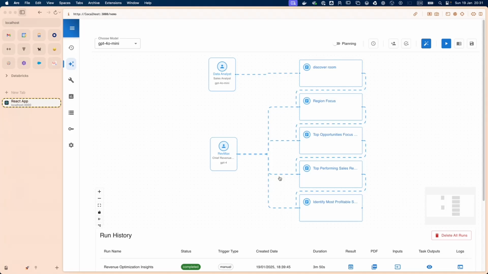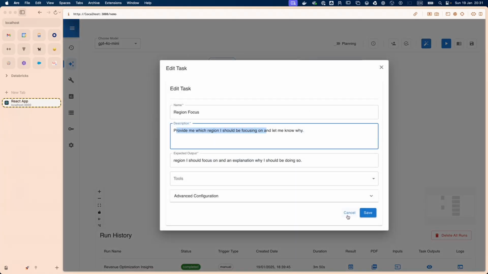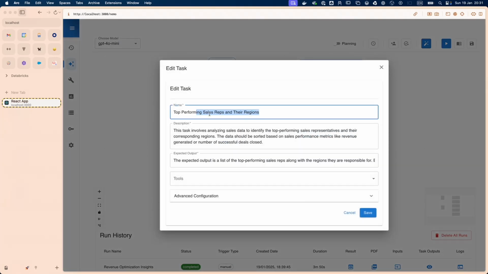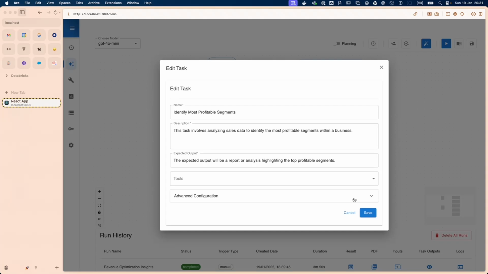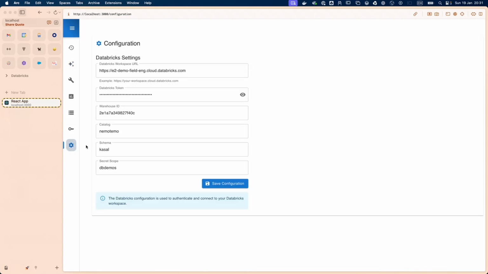So here you could see that you have 4 tasks assigned to the chief revenue officer, where the chief revenue officer is focusing on the top region, focusing on the top opportunities, looking into the top performers, sales reps in the region, looking at the most profitable segments within the business.